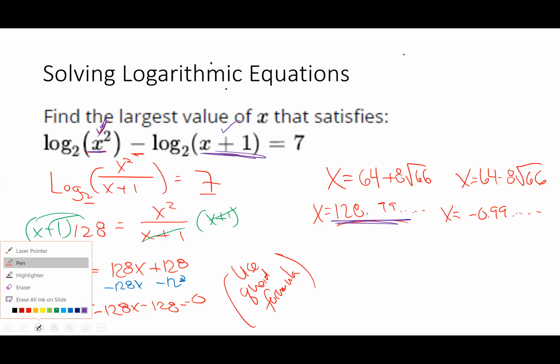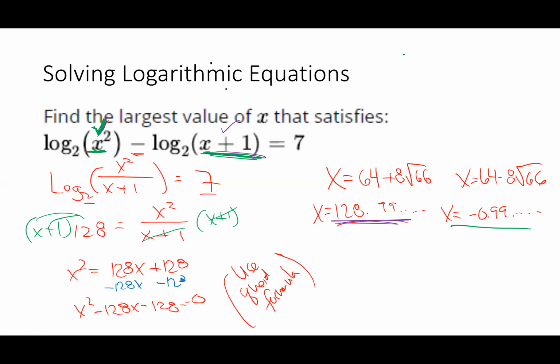Now let's check this guy out, negative 0.99. First I'll square it. Squaring a negative makes it positive, we're good. And now here's the thing, negative 0.9999999. When I add 1 to that, that's going to be a positive number. So I'm logging a positive number. All is well with the kingdom. Both of these are going to be solutions.